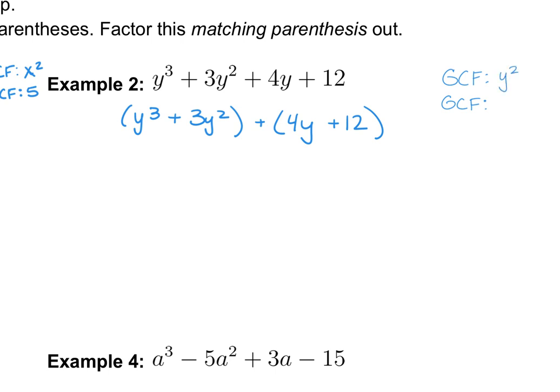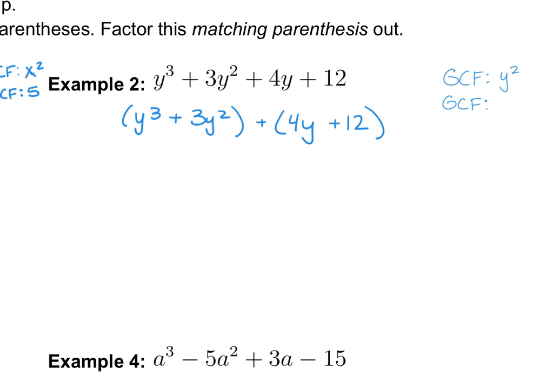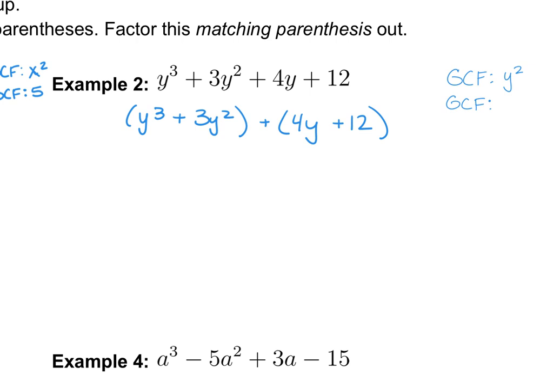second power. That's my lowest exponent. Next, out of the second parenthesis, I have a 4y and a plus 12. So out of those 2, I can factor out a 4. All right, so I'm going to factor out the y squared out of the first parenthesis. That leaves me with a y and a plus 3. Then I'm going to factor a 4 out of my second parenthesis. That's going to leave me with a y and a plus 3.